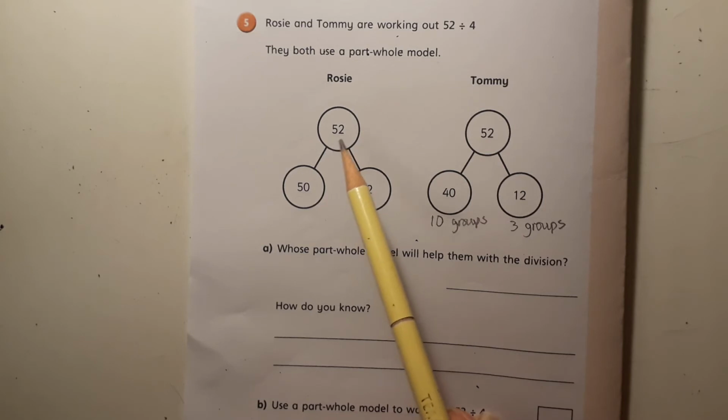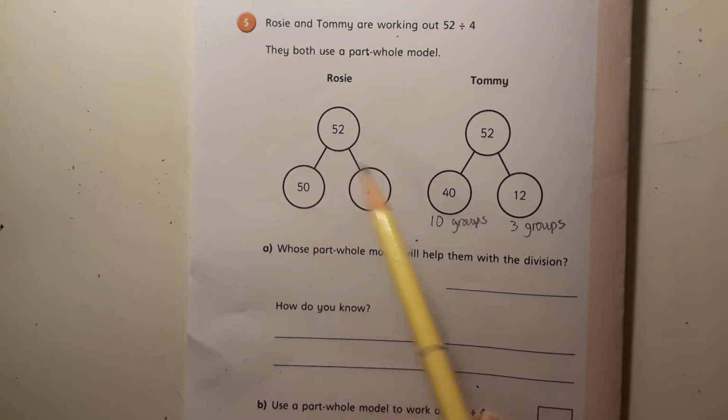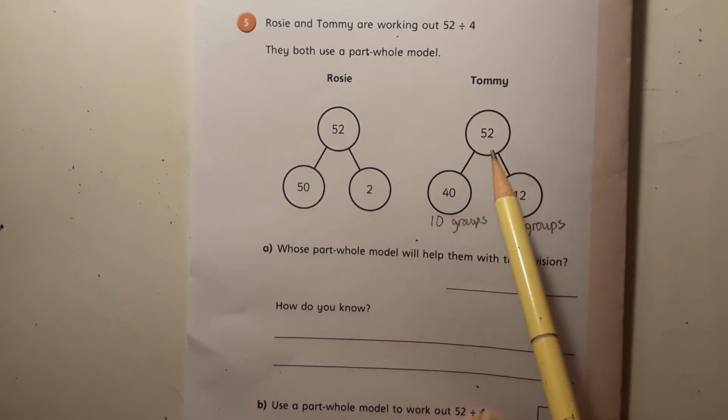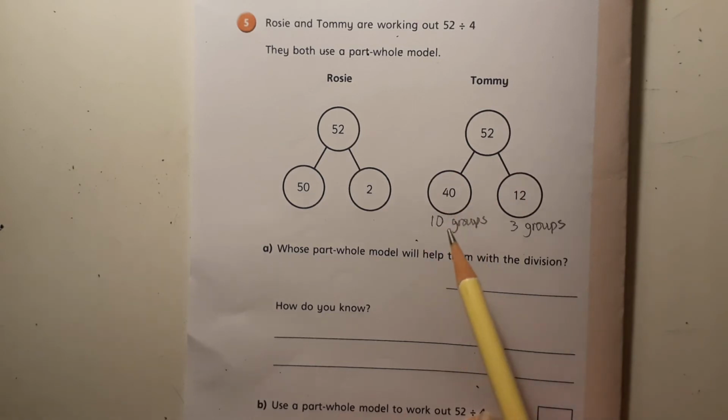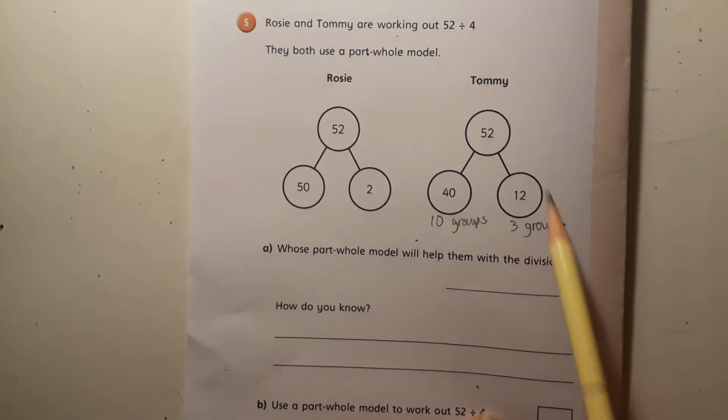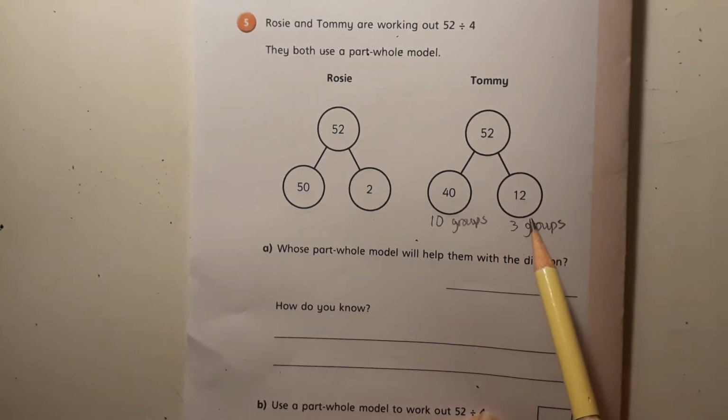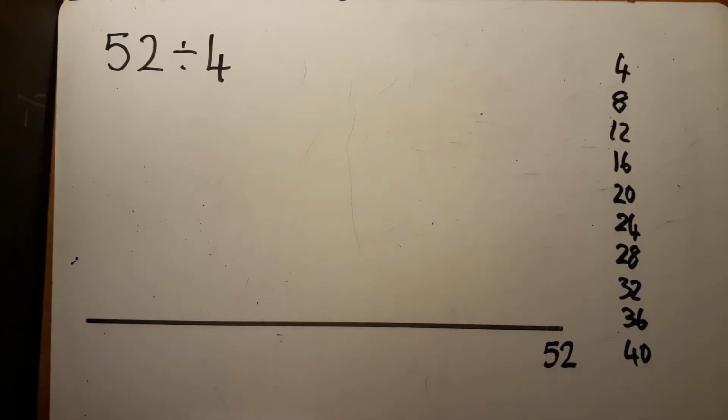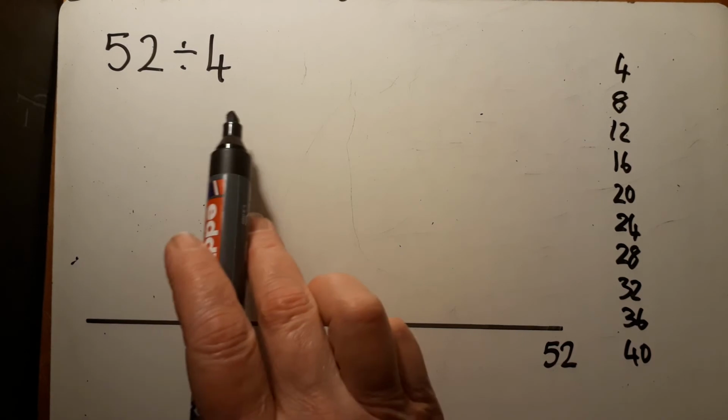Okay, and Rosie has just partitioned hers into 10s and 1s, whereas Tommy has partitioned his into kind of groups of 4, and that's our 10 groups of 4 there and 3 groups of 4 here. Right, and I'll show you how it looks on the number line. So here we have 52 divided by 4.